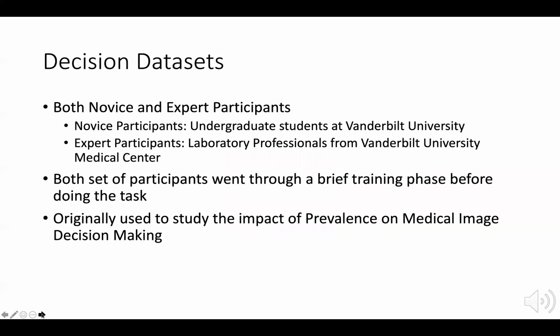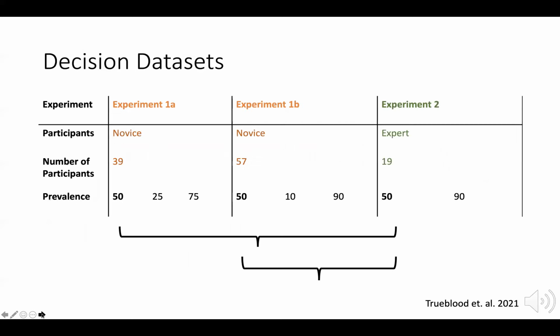So the decision data sets use both novice and expert participants. Novice participants are undergraduate participants at Vanderbilt University, and expert participants are laboratory professionals from Vanderbilt University Medical Center. Both sets of participants went through a brief training phase before doing the task. And this data set was originally used to study the impact of prevalence on medical image decision making.